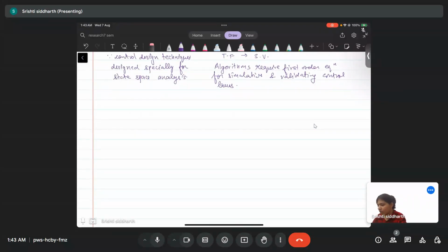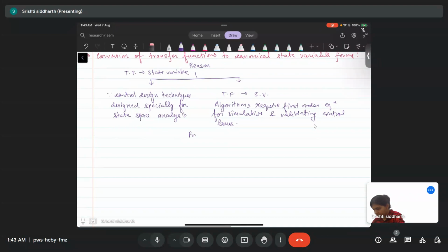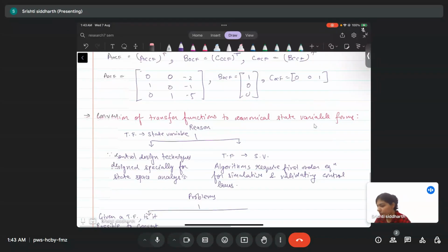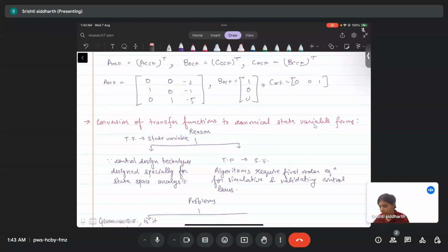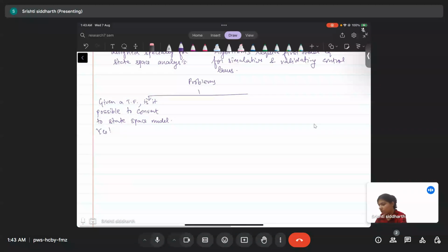So now there are three questions that we should answer. Given a transfer function, the first one is: is it always possible to convert it to a state space model? The answer is yes. If we have transfer functions of the kind I just described, strictly proper or proper transfer functions, we can always convert them to state space models.